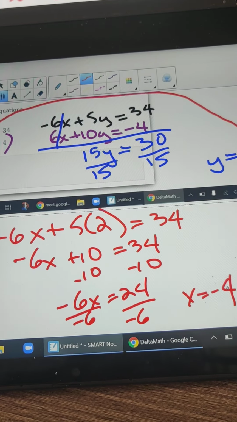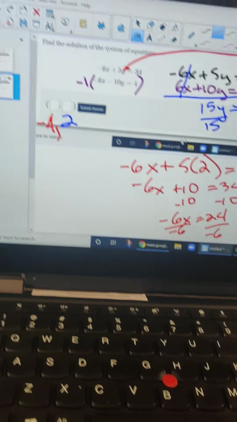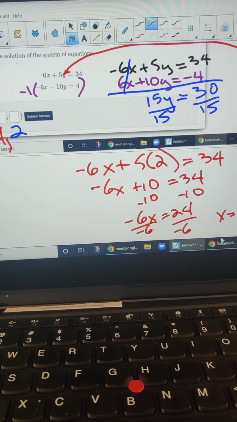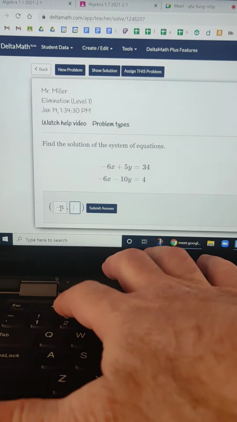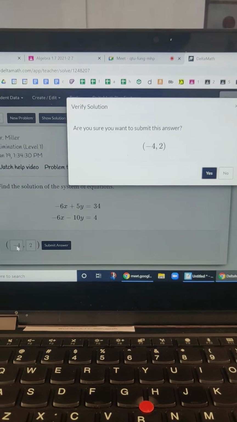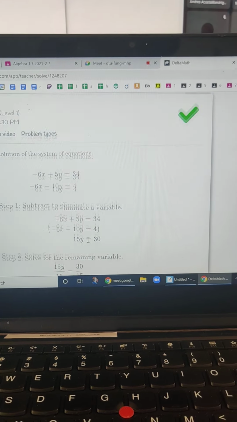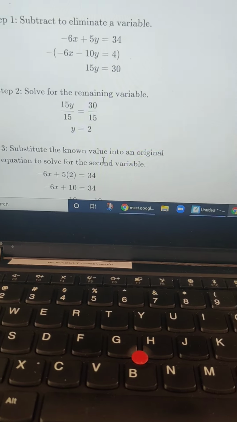All right, so we got as our answer negative 4 comma 2. So we've got to go put that over here. Negative 4, 2. And that's it. So I'm going to stop recording.